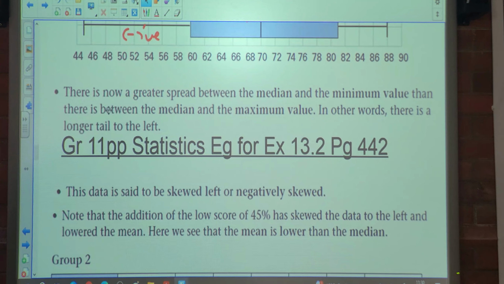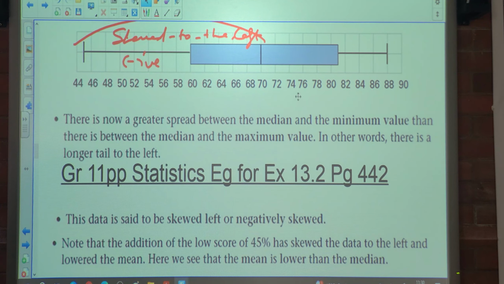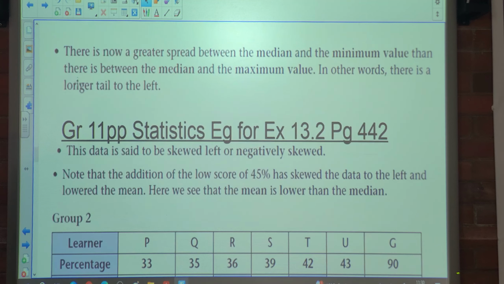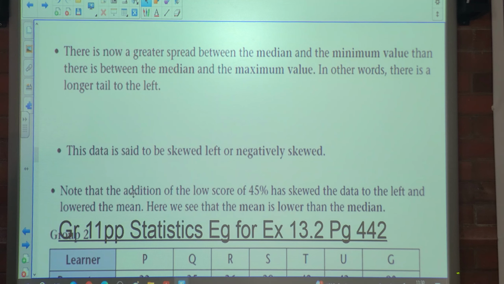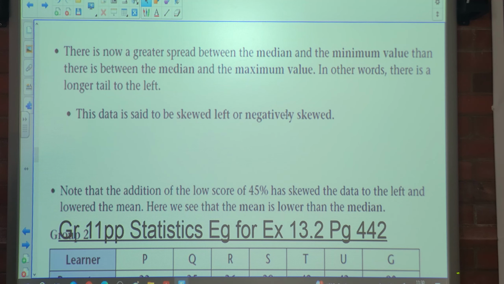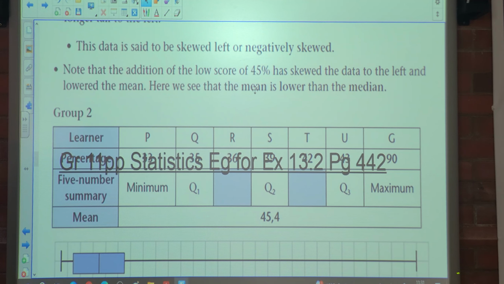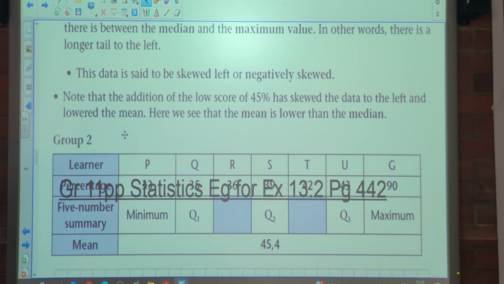So let's read here. There is now a greater spread between the median and the minimum value than there is between the median and the maximum value. In other words, there is a longer tail to the left. Okay. This data is said to be skewed to the left or negatively skewed. Exactly what I just said now. Note that in addition to the low score of 45%, the skewed data to the left lowers the mean.